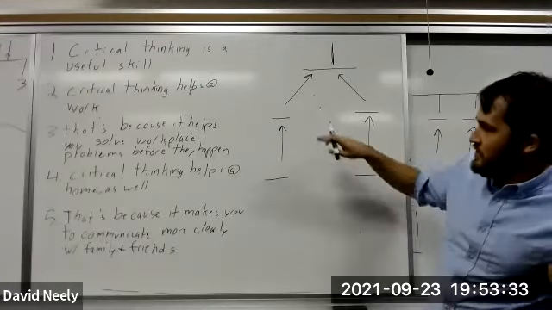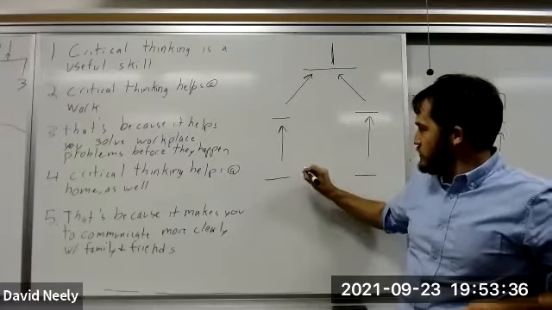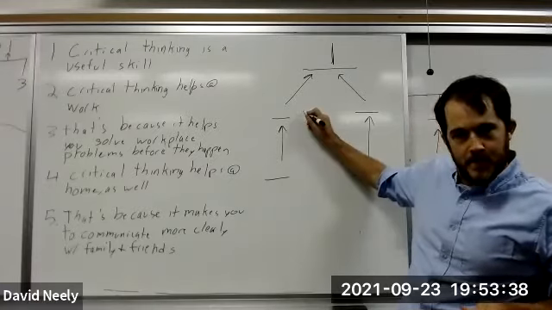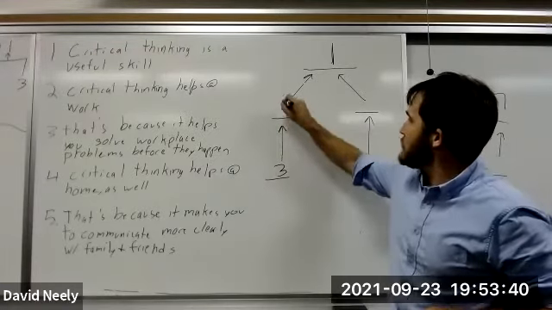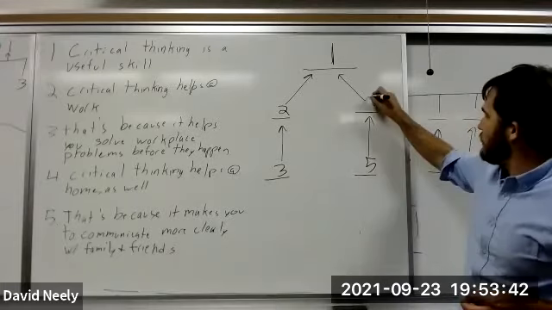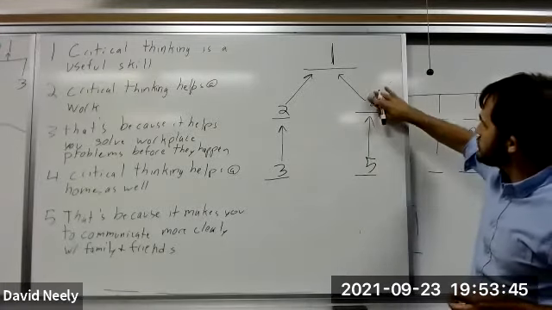Or 3 supports 2, 5 supports 4. So the supporting one goes where? Here or here? The bottom. Yeah, the bottom. So 3 supports 2 and 5 supports 4. So this is the structure of this argument.